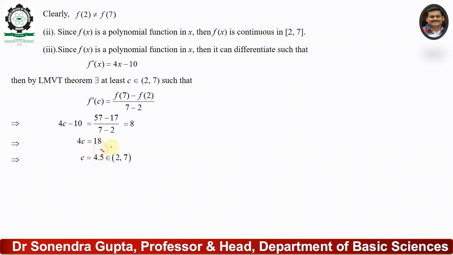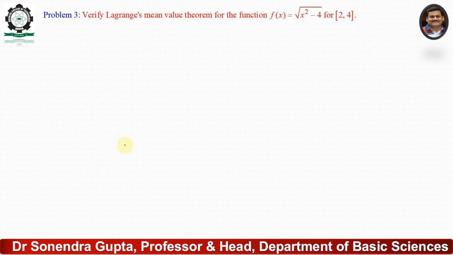Definitely 4.5 belongs to the open interval (2, 7). Then we can say that the Lagrange mean value theorem is verified for the given function f of x. Now we will discuss one more question for your understanding. Verify the Lagrange mean value theorem for the function f of x equal to under root x square minus 4 for the closed interval [2, 4].